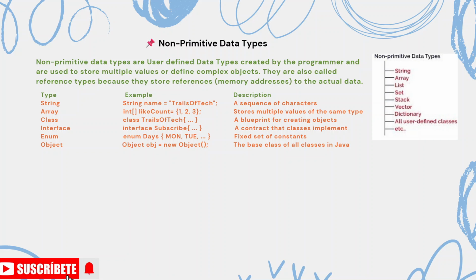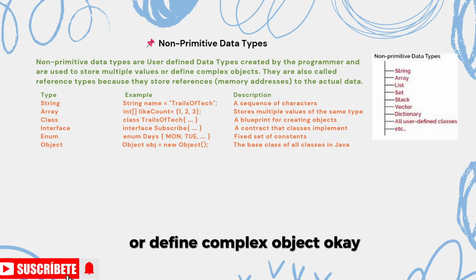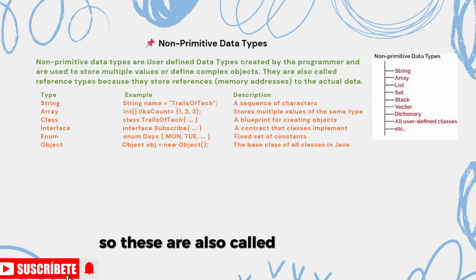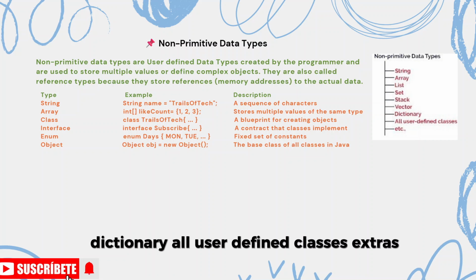The programmer uses these to store multiple values or define complex objects. We'll see it by example. These are also called reference types because they store reference memory addresses to the actual data. They don't store the actual data, they always store the reference to the memory address of the actual data. These non-primitive data types are string, array, list, set, stack, vector, dictionary, all user-defined classes, etc.